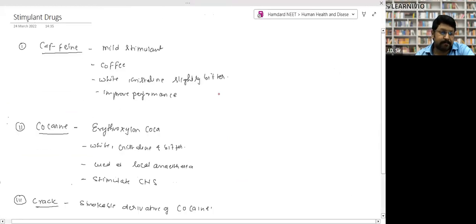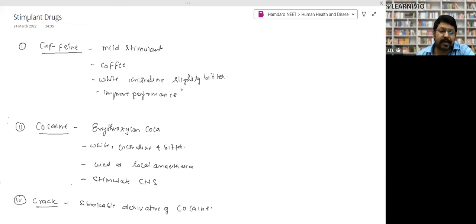Stimulant drug. Caffeine is a mild stimulant found in coffee. It is white, crystalline, slightly bitter, and improves performance. We know that coffee is a type of drug, but it is a stimulant. It makes us active. When you feel lazy, you just have a coffee.